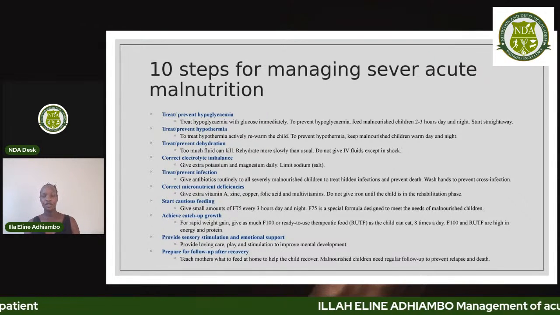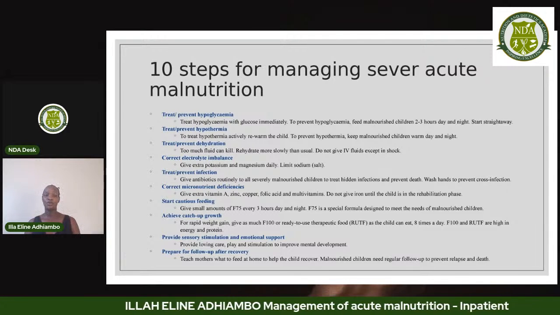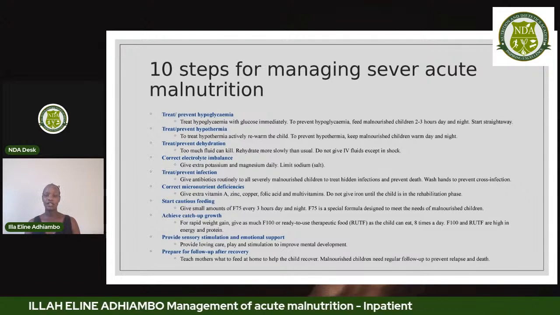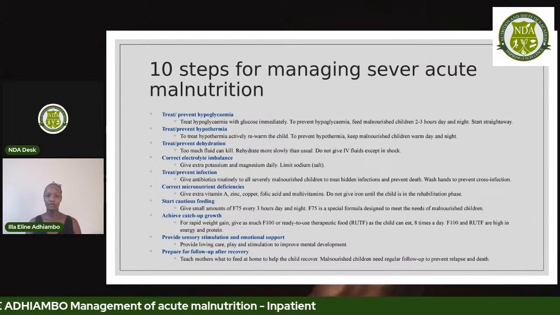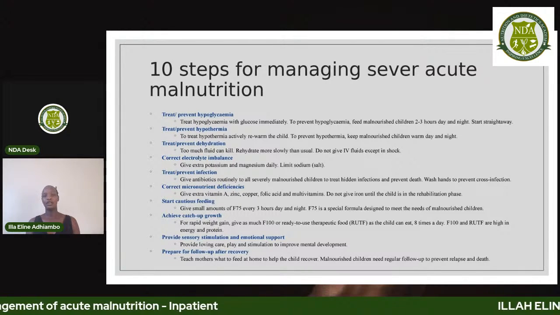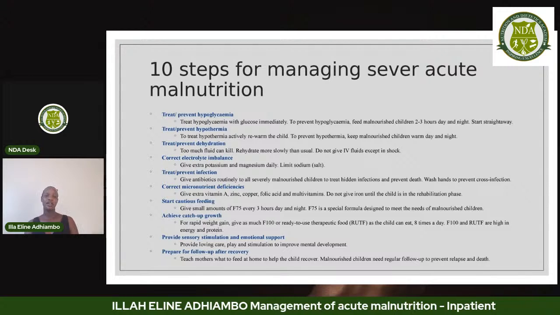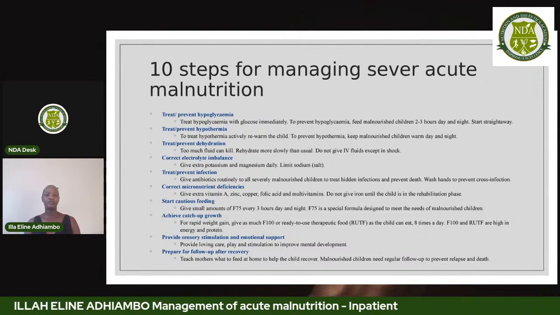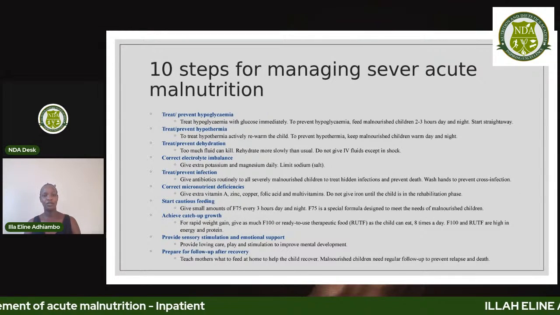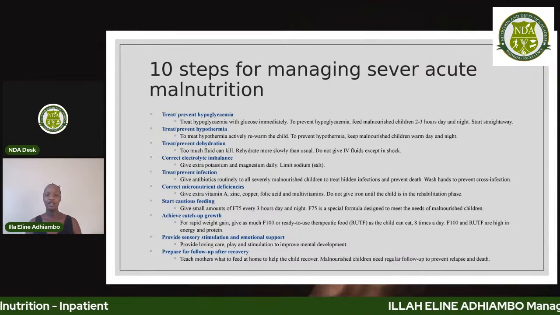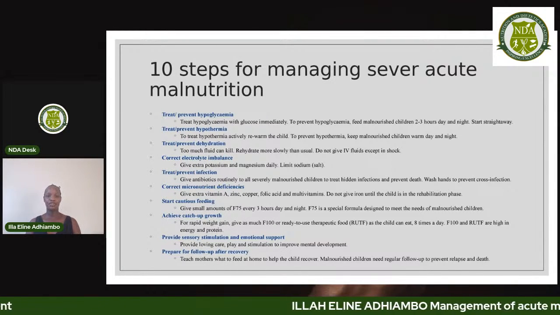And we have to be very cautious also when using the nasogastric tube, because we are likely to overfeed this child, because we are just bypassing the digestive system, the mouth, and going straight to the stomach. So we are supposed to be very cautious. And then once the baby's appetite is stable, that is when we transit to giving F100 as soon as possible.